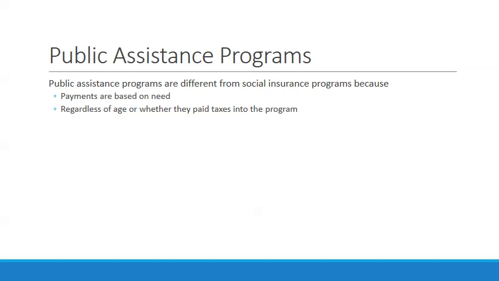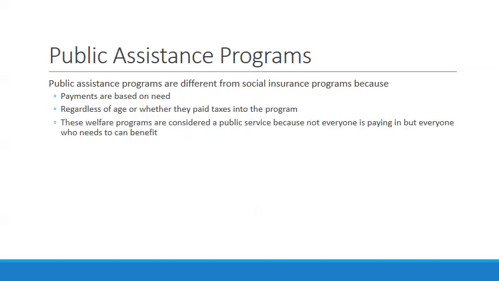So public assistance programs are public services. They do not have a market for public goods, remember? Because when we talked about this, we had the issue with free riders and the fact that you don't have to pay in to use. In fact, the majority of people on welfare aren't paying into the system necessarily, but they are using it, and that's how it was designed to work. So those welfare programs are considered a public service because not everyone is paying in, but everyone who needs to can benefit. So then that becomes back into that public good and that issue of the free riders that we talked about in earlier lessons.